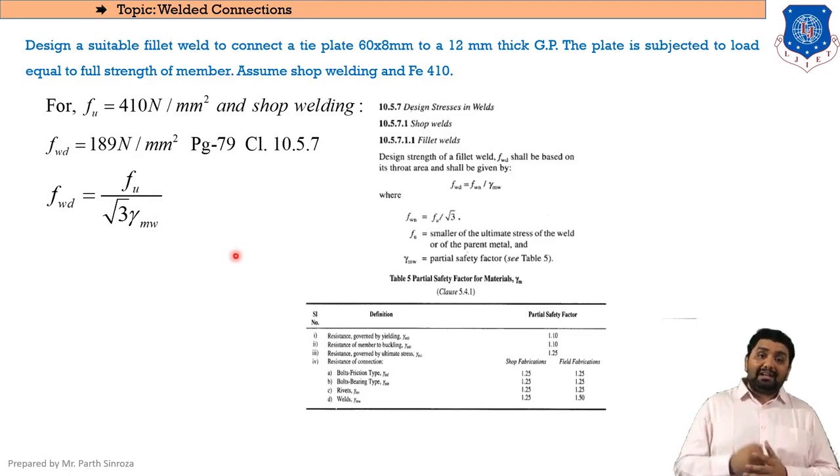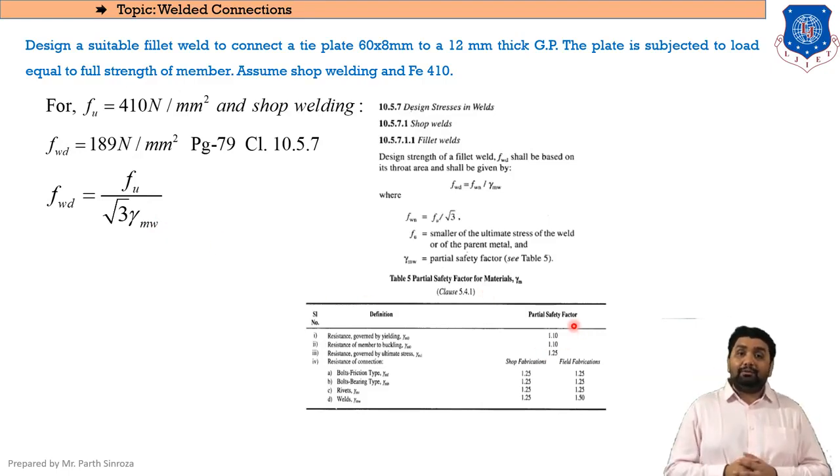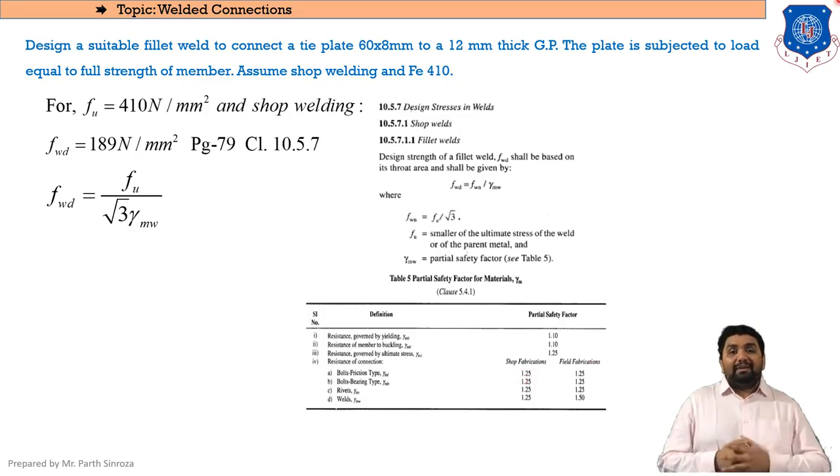Now where to find this gamma MW? For that you need to refer to page number 30, where all the partial safety factors are given. Here you can see in the last row that gamma MW is given, and there are two values. One is for shop welding and one is for field welding. As the question mentions shop welding, we'll take the value to be 1.25, and solving that we get FWD equal to 189. There you can see. Clear? So why find FWD?